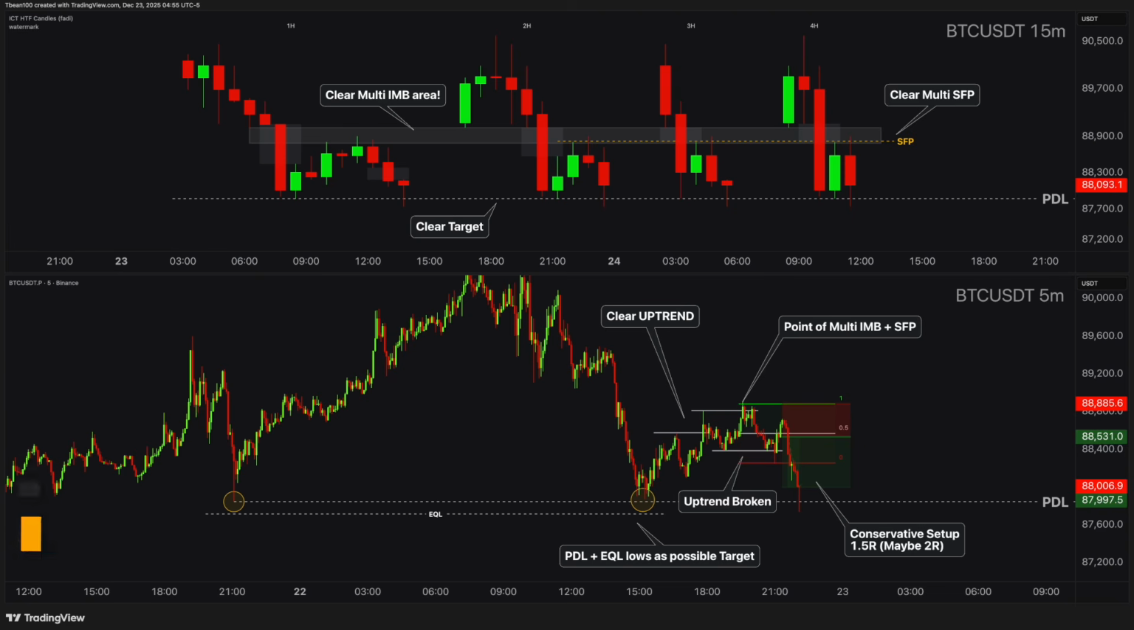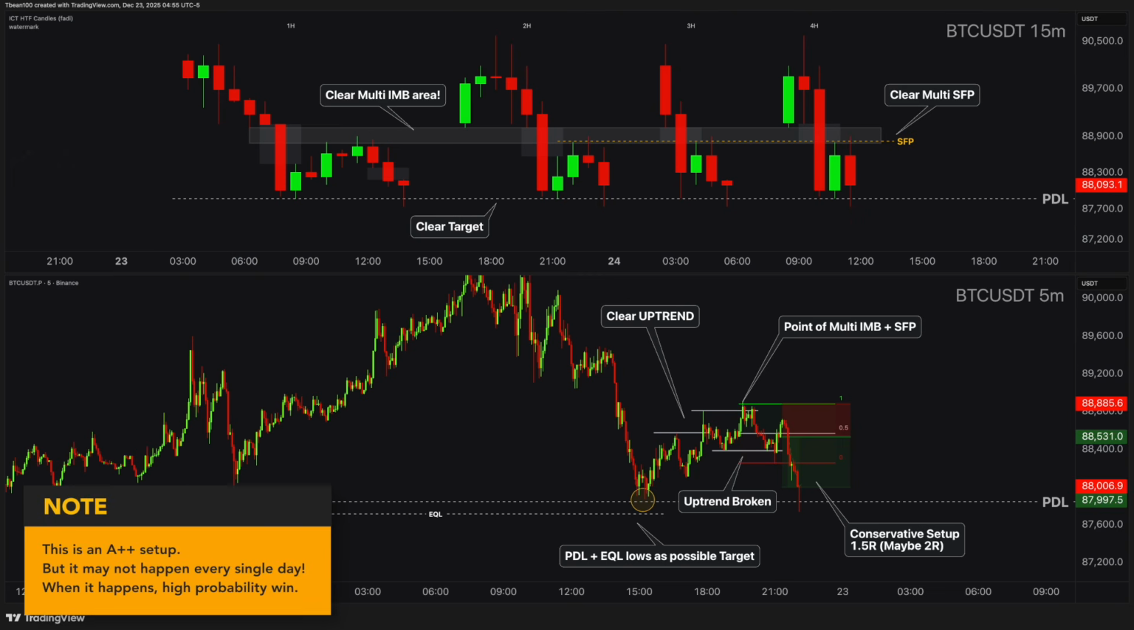Even though I absolutely love this setup and trust it a lot, the main issue is that this setup does not happen every single day, unfortunately. In fact, over this recent month, we have only seen a few truly great setups like this one overall.